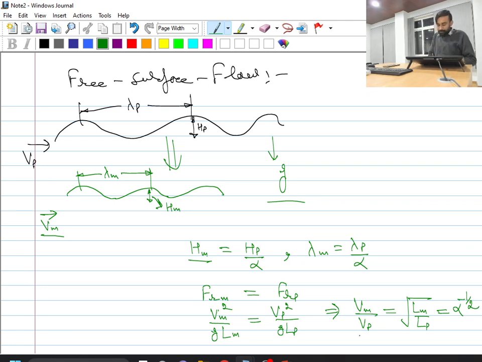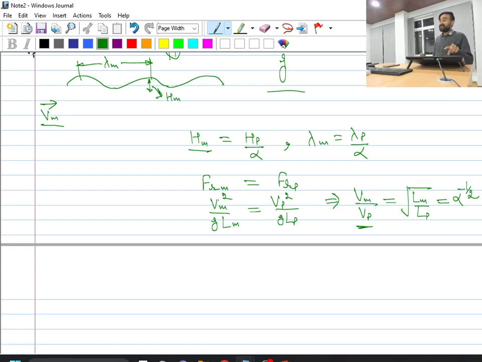If from this velocity, now I know the scales of length, the length scale is alpha and the scaling of velocity is alpha power minus 1 by 2. From this, can you tell me what will be the time scaling between model and prototype? What will be Tm by Tp?